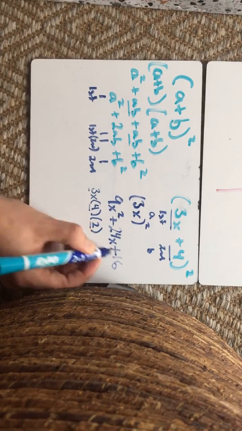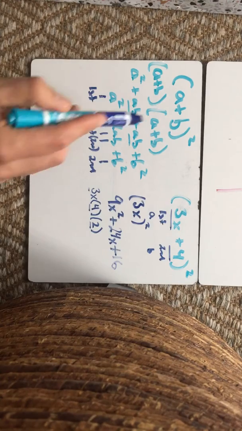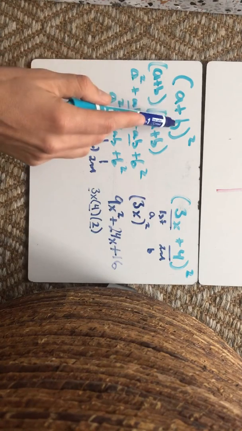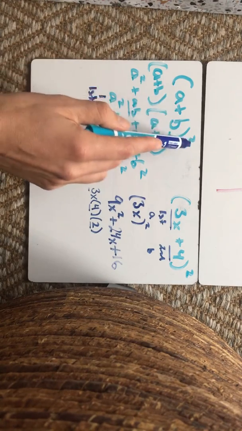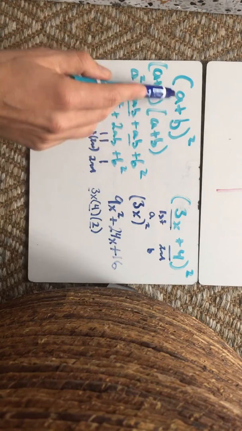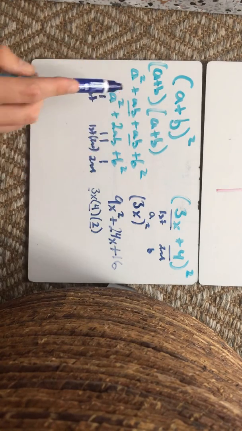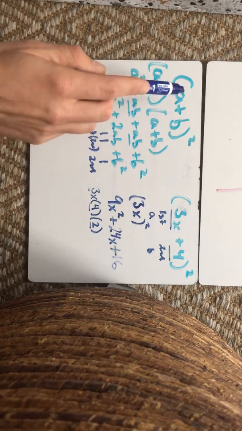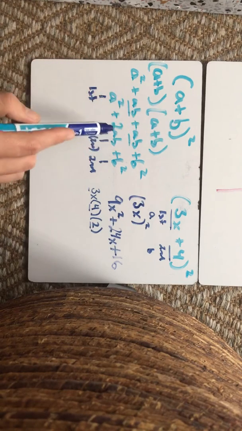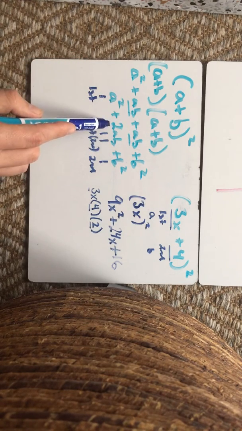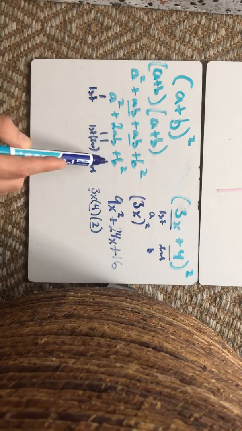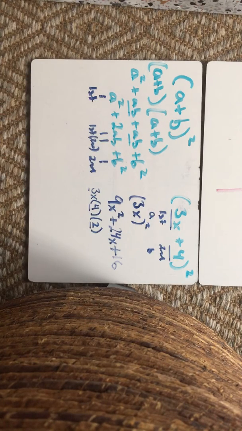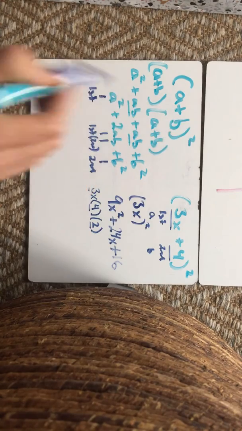So this is a method I can use anytime I have a binomial, two terms, inside the parentheses being squared. Anytime I have a binomial being added and squared, all I have to do is take the first term and square it. Then add the first and the second term, multiply together times 2, and then add the last term squared. We call that the square of the sum, because I'm adding and then squaring.